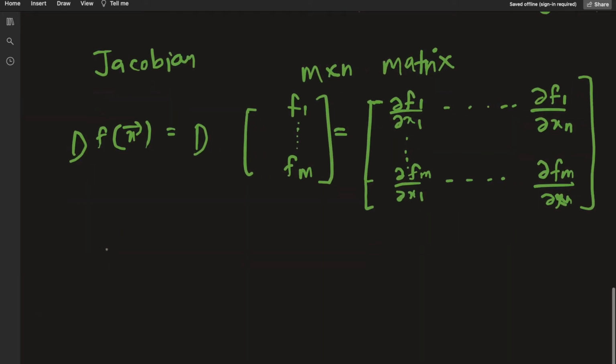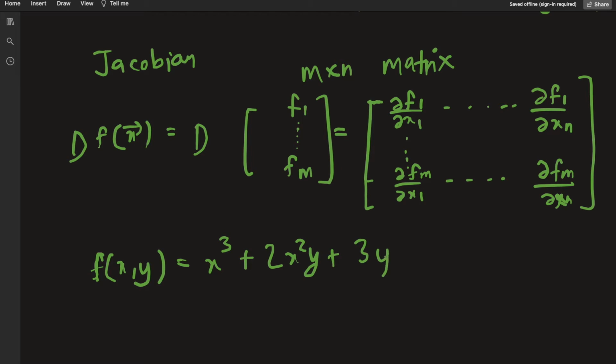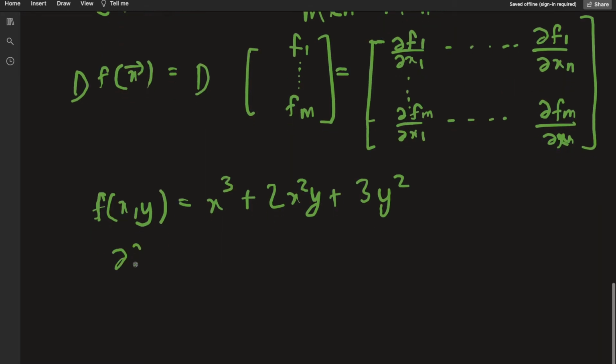Now let me just give you a small example of how to practically calculate and find partial derivatives. So if you have a two variable function, which is x cubed plus 2x squared y plus 3y squared, find the partial derivative with respect to x. It is 3x squared plus, I believe, 4xy.